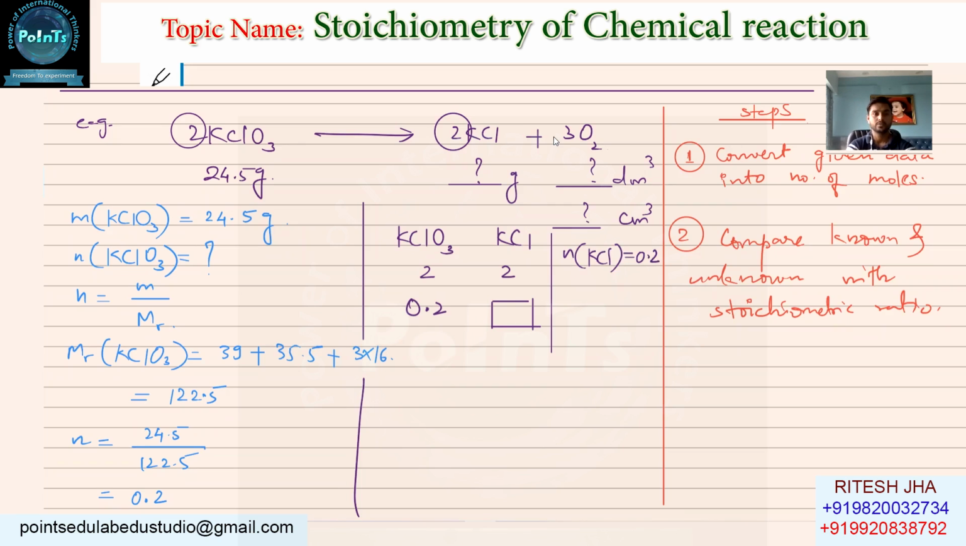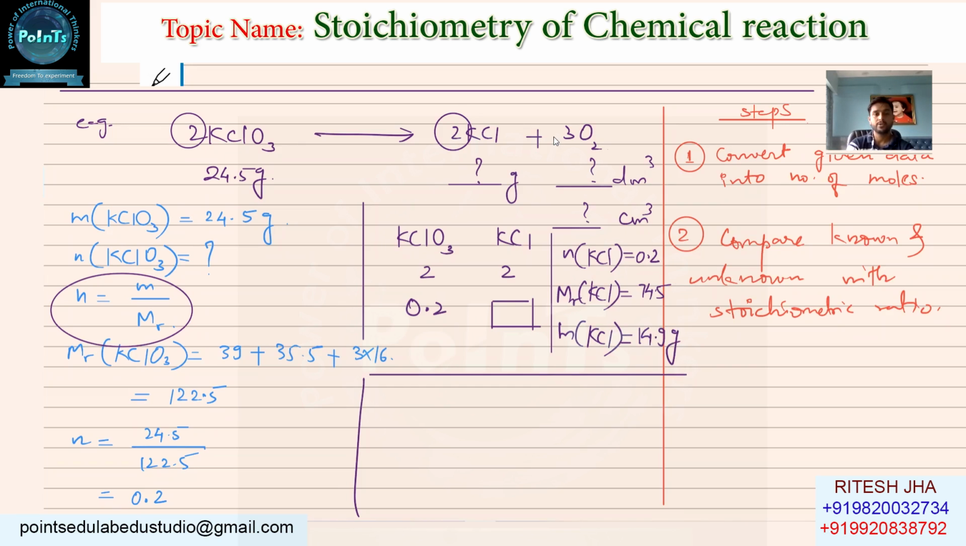And we want mass of KCl. For that, which formula is to be used? Again, number of moles equals mass over molar mass. So we need the molar mass of KCl, which is 39 plus 35.5. What do we get? 74.5. So mass will be equal to the number of moles into molar mass, 0.2 into 74.5. Please tell me the answer. 14.9 grams. So this is what we obtained.